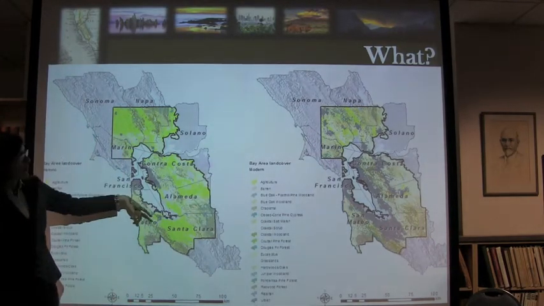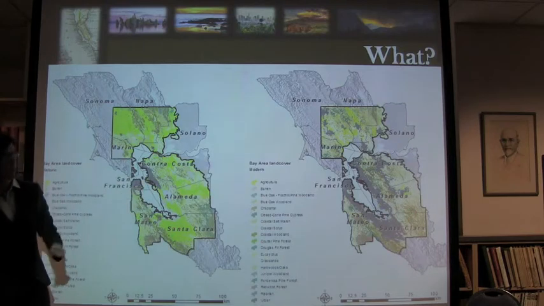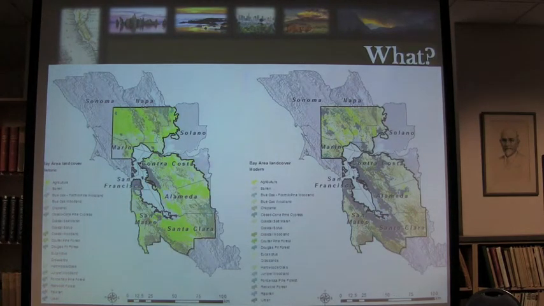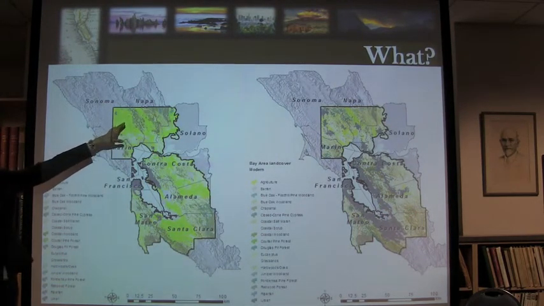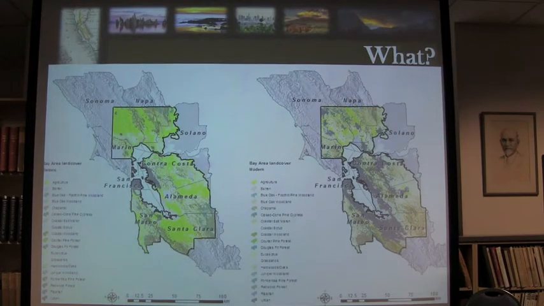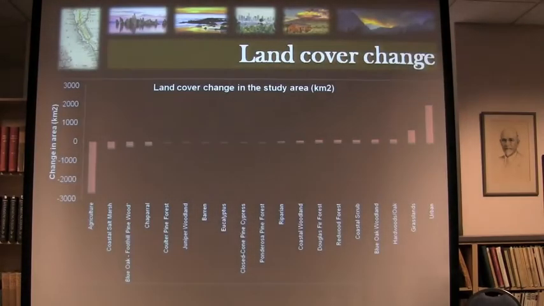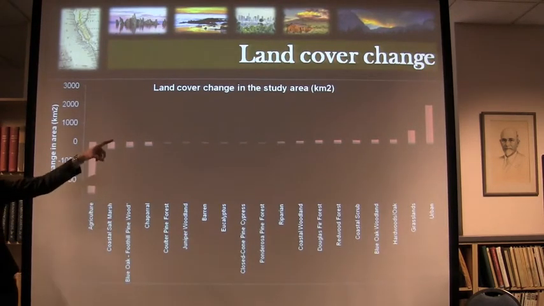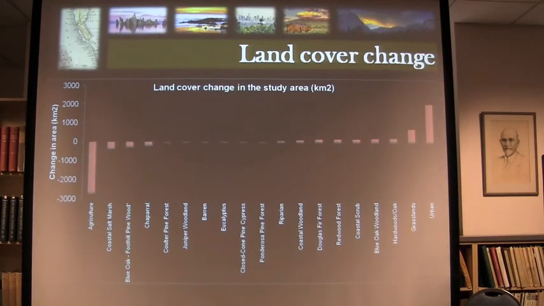So you'll see a big increase in this gray area, which are urban areas, mostly at the expense of these bright green areas, which were agriculture in the 1940s. So if you like graphs rather than maps, here's your change. You have here the agricultural decrease and the increase in urban extent.